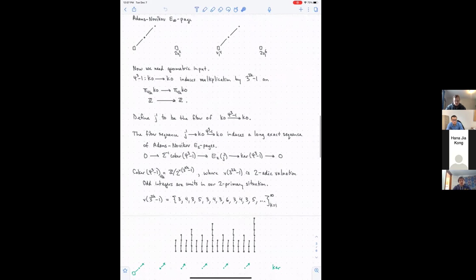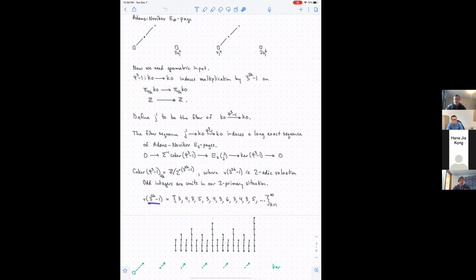Okay, so I've got Z mod the 2-primary part, and for the 2-primary part, there's a very easy number theoretic exercise. I put it on the exercise sheet. You basically just factor this thing using obvious tricks. And here's the pattern of numbers that comes out, the 2-adic valuation of 3 to the 2k minus 1. Here are the numbers you get. You get 3, 4, 3, 5, 3, 4, 3, 6, 3, 4, 3, 5, and so forth.